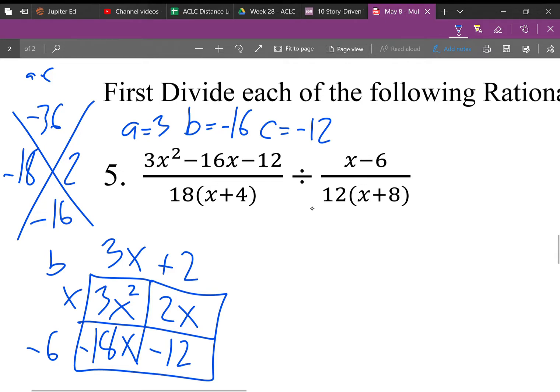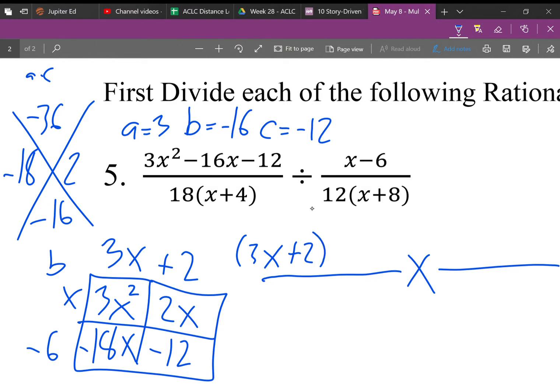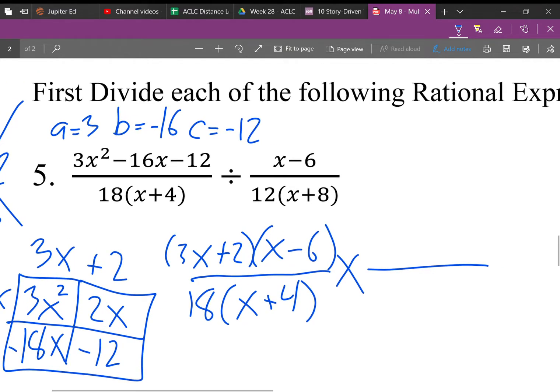Now we're going to first rewrite this problem as a multiplication problem. So remember, we're replacing that trinomial with our factored form. So that gives us 3x plus 2 times x minus 6. On the bottom, we didn't change anything. It's 18x plus 4. Remember, we're switching the second rational expression, so that 12 is going to be at the top, x plus 8, and that x minus 6 goes to the bottom.